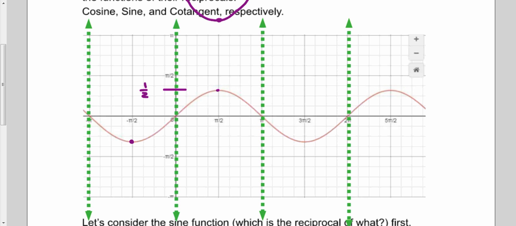Conversely, if this was 2, the reciprocal of 2 is what? 1/2. So it'd be down here someplace, right? And then it would be 1/2, like that. There's a lot of options here, but that's the basic pattern, right?